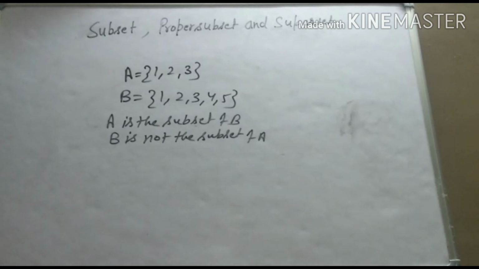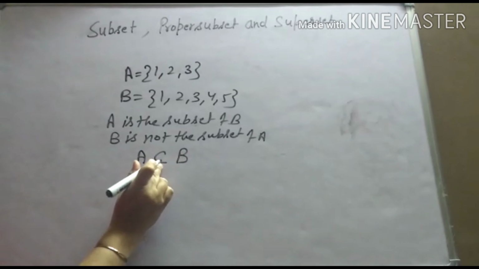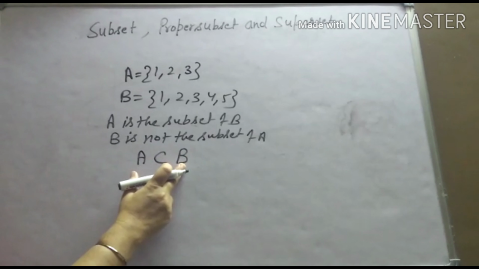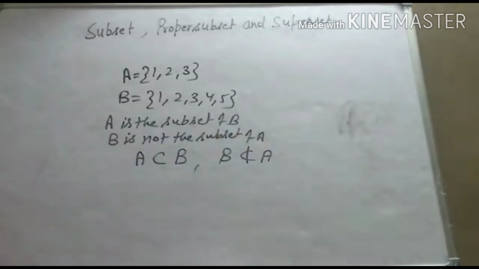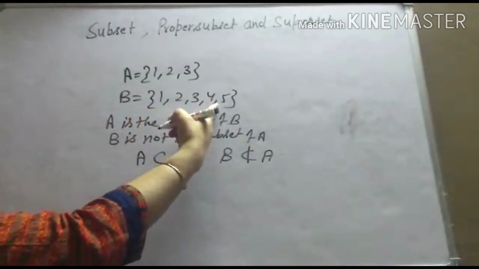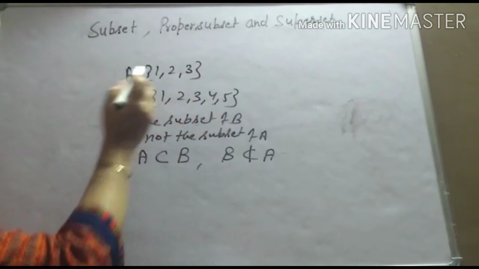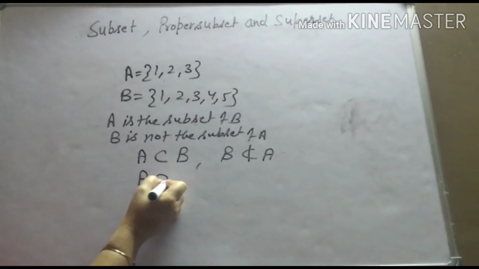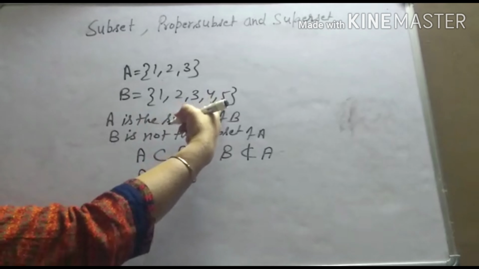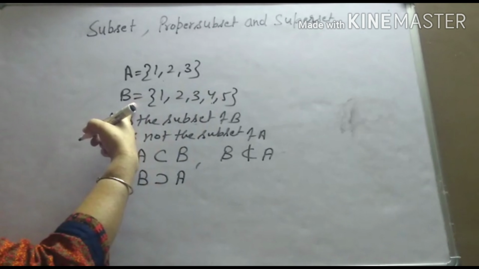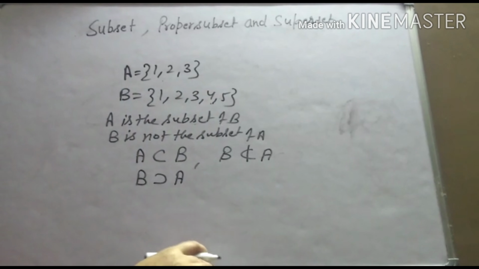Now, is there any symbol to represent subset? Yes. We represent it by the symbol ⊂. So here A is subset of B, but B is not the subset of A. Now, set B has extra elements, 4 and 5, therefore B is superset of set A. Let's take one more example.